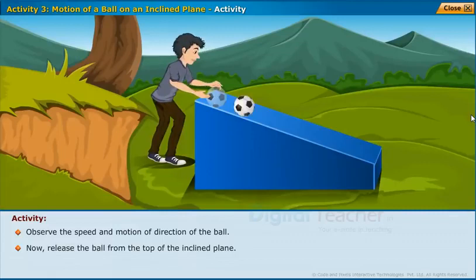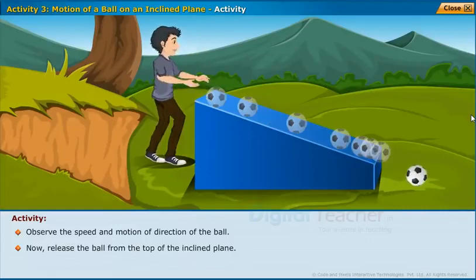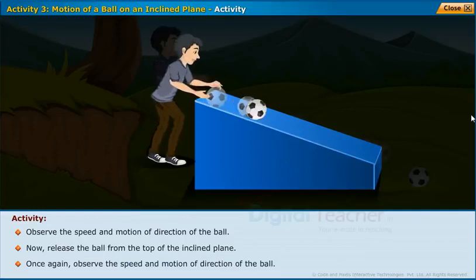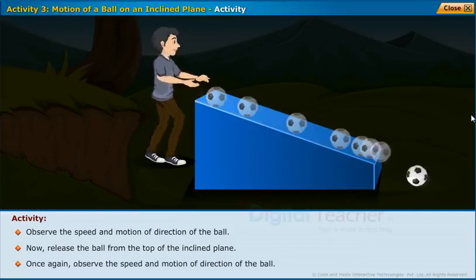Now, release the ball from the top of the inclined plane. Once again, observe the speed and direction of motion of the ball.